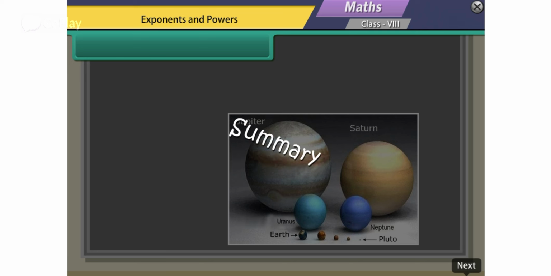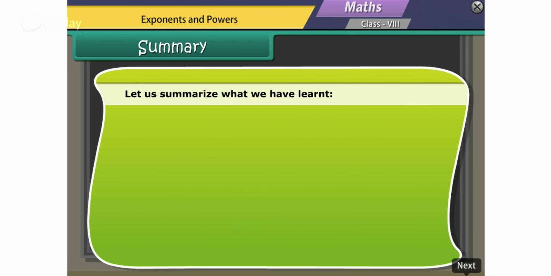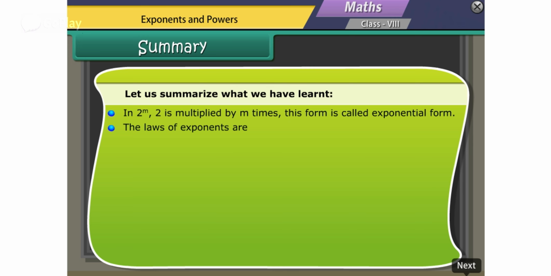Summary. Let us summarize what we have learned. In 2 raised to the power m, 2 is multiplied m times. This form is called exponential form. The laws of exponents are: 1. a^m into a^n is equal to a^(m+n).